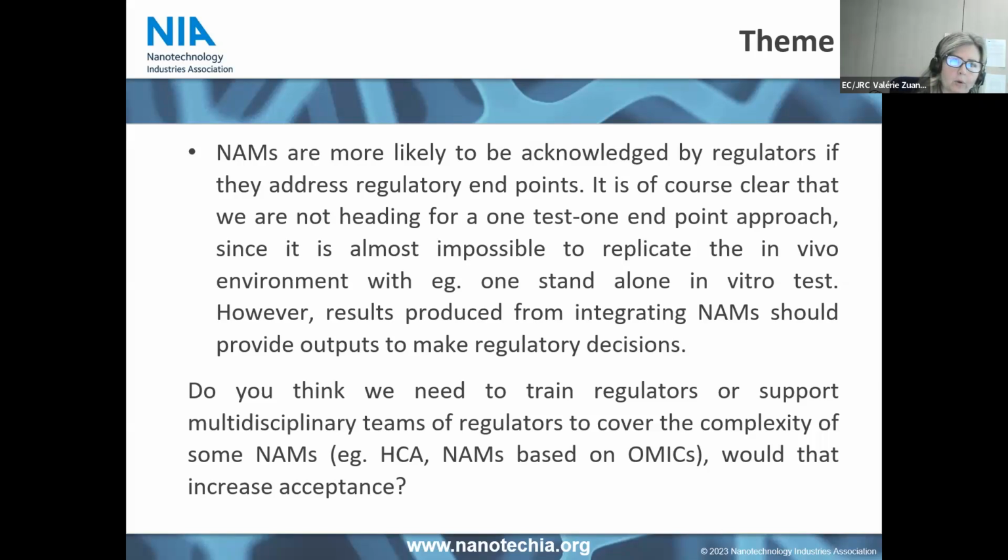So there are some programs already ongoing where regulators try to work together to better understand how these methods can be combined and evaluated, what type of data they generate, and how these data could be used in their regulatory contexts. Okay, that's good to know. Maybe there should be more of this, but good to know. Yeah, some things are ongoing already.